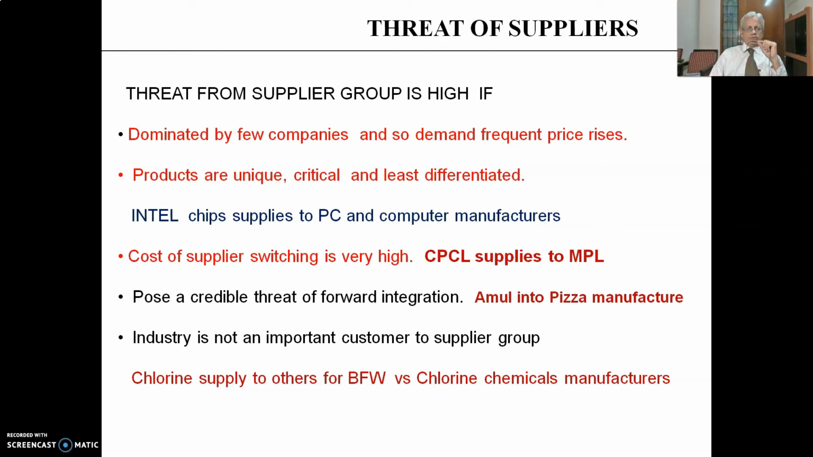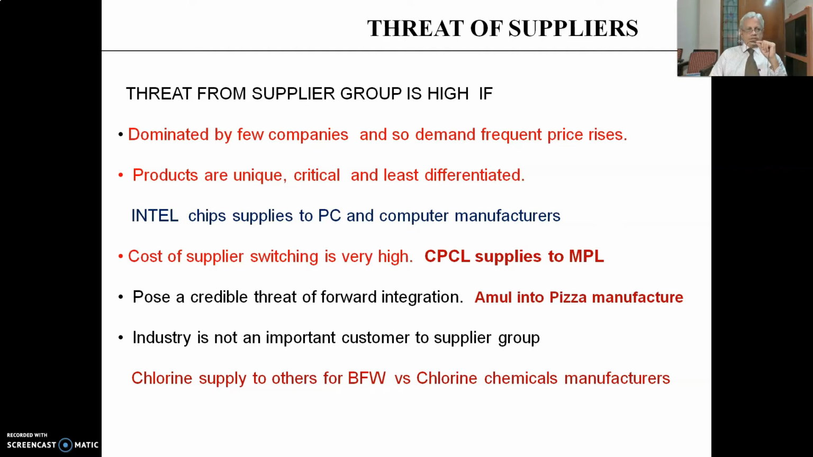The supplier always poses a credible threat of forward integration. Let us take a very interesting example of mozzarella cheese for the manufacture of pizza. Amul was supplying this cheese to all these pizza manufacturers. At one point of time, Amul itself started being a manufacturer of pizza. That is a big challenge for all the pizza manufacturers.